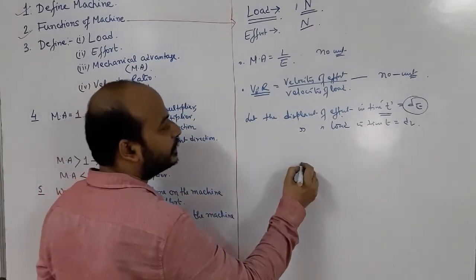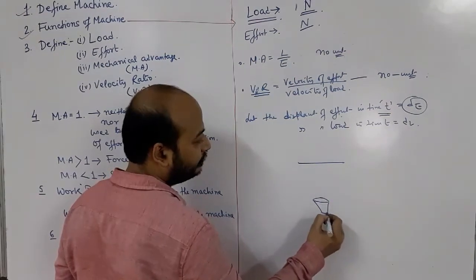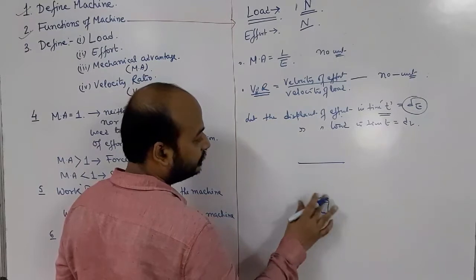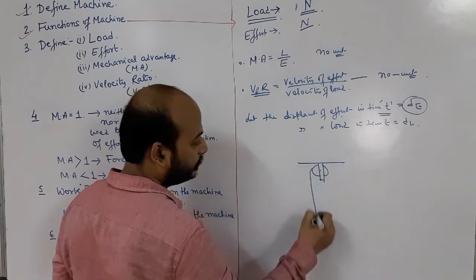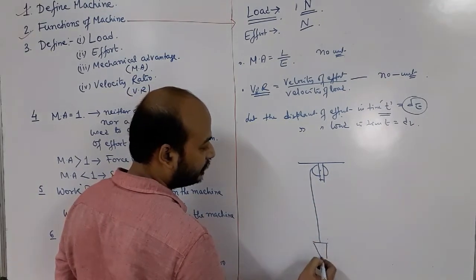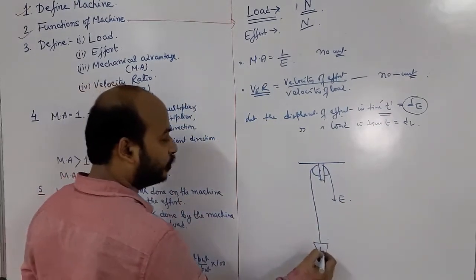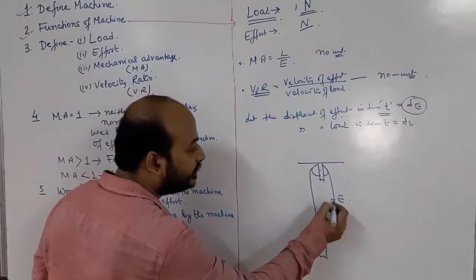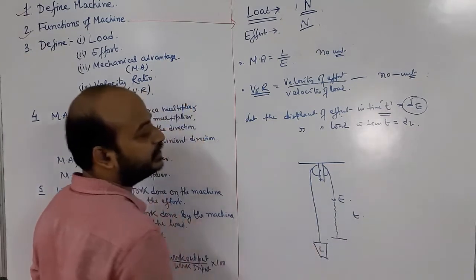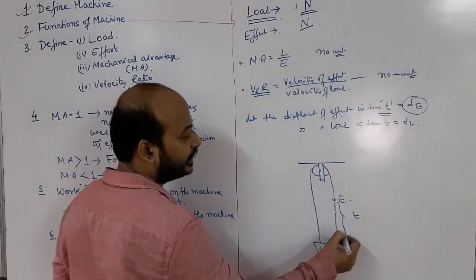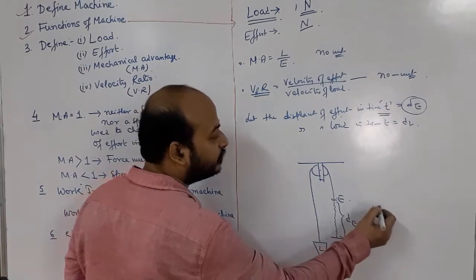Okay, you can understand from this diagram. Again I am showing you that pulley and bucket diagram. Suppose the bucket is this, and this is the effort, and this is the load. Suppose I pull this effort from here to here, and the time is t. So this distance we are calling the displacement of effort, and the time from here to here is how much? T.